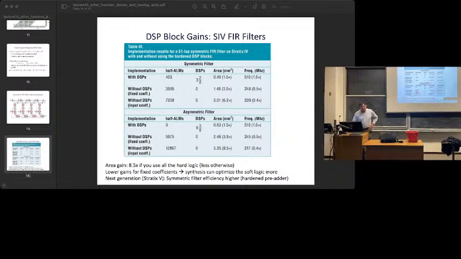Okay, so we do this again with symmetric filters. So again, those are the ones with the ability to do this pre-addition trick. Then the gains are a little bit less. Still 3x if we had fixed coefficients, and 6x if we didn't have fixed coefficients. They're a little bit less because we basically have more soft logic. The adders and registers, the pre-adders and registers were in soft logic in this case.